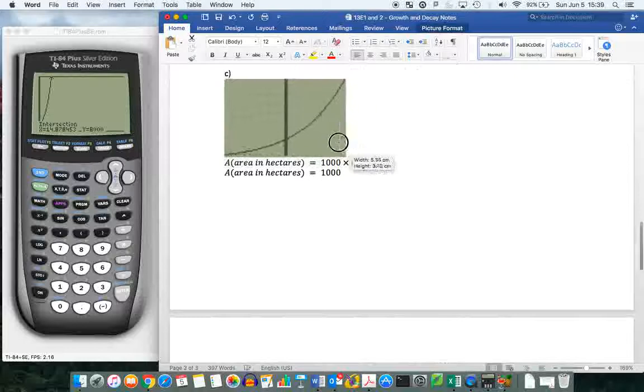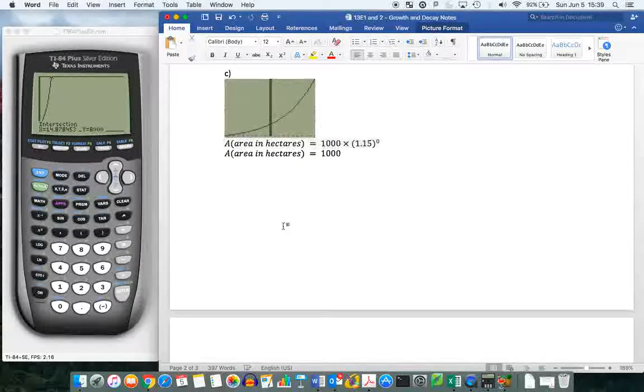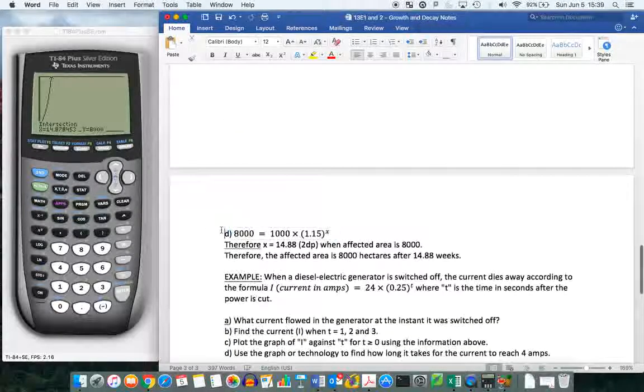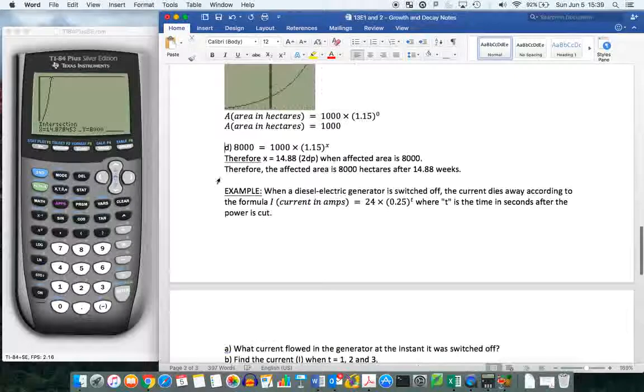Might resize that so I can fit all the... Why doesn't it go up there? Okay, there we go.